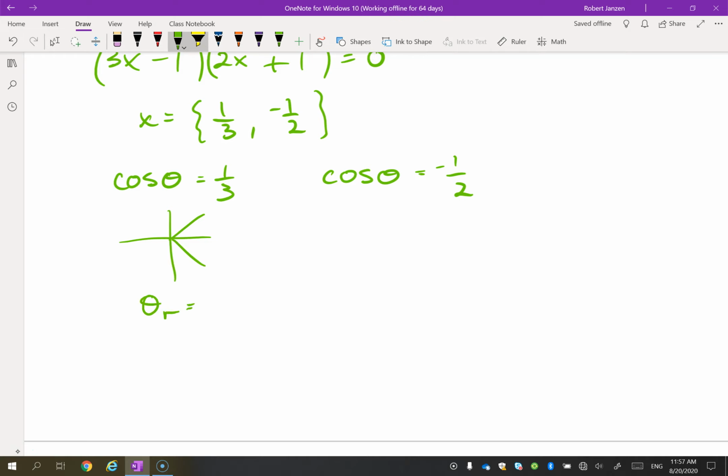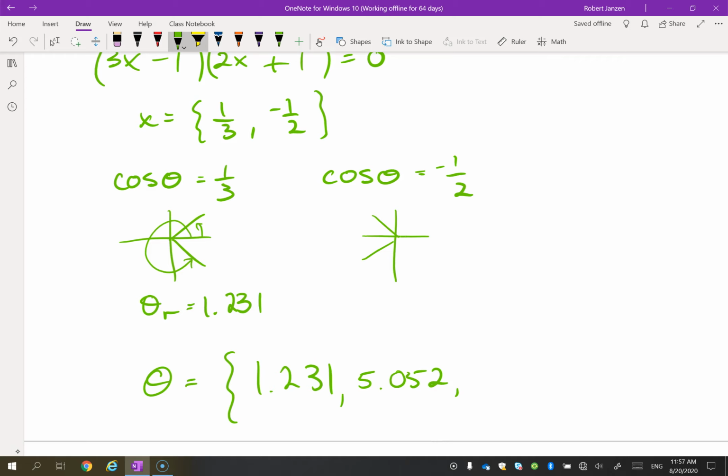This one is not an exact value, so I'm going to need the calculator. I get 1.231. So let's write those answers down. 1.231. And then to get the second angle, I'm going to go 2 pi, take away that value, and I end up with 5.052.